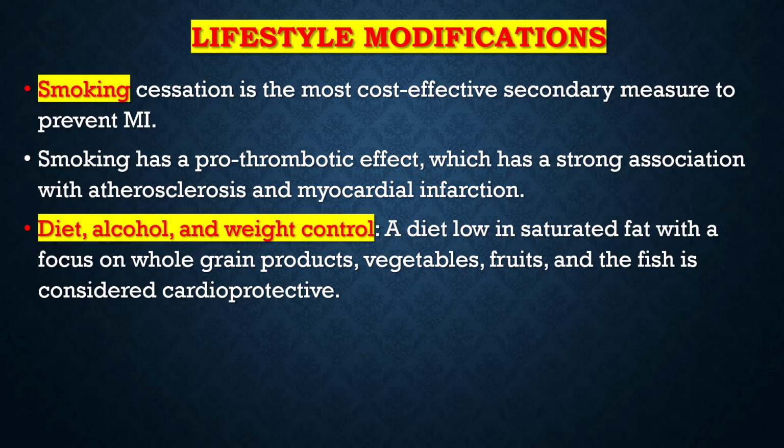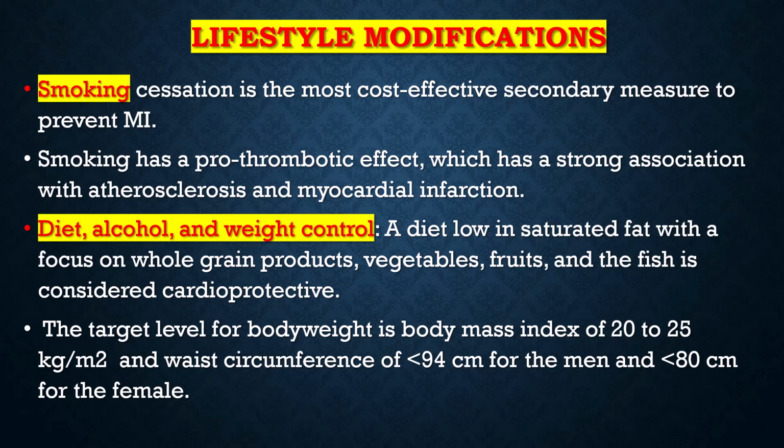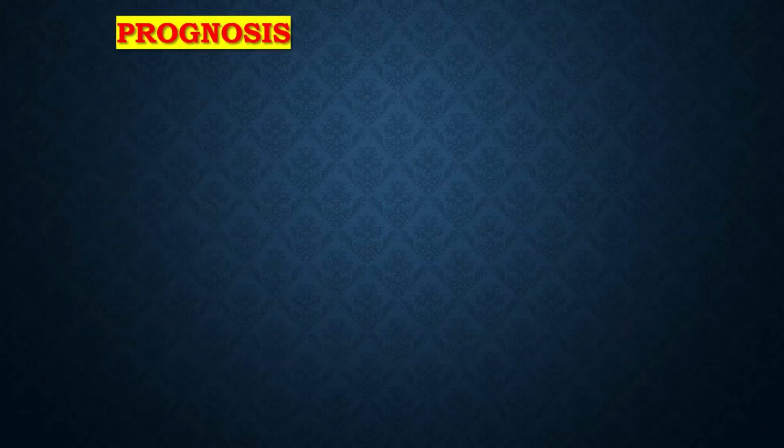A diet low in saturated fatty acids with a focus on whole grain products, vegetables, fruit, and fish is considered cardioprotective. The target level for body weight is a body mass index of about 20 to 25 kg per meter squared, and a waist circumference of less than 94 centimeters for men and less than 80 centimeters for women.